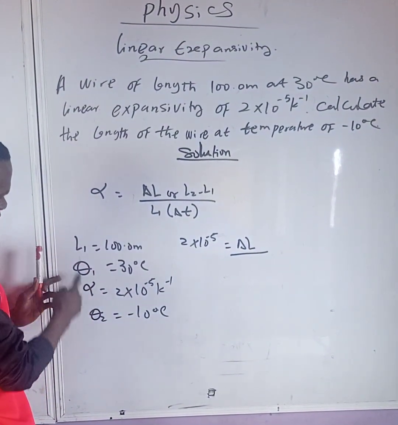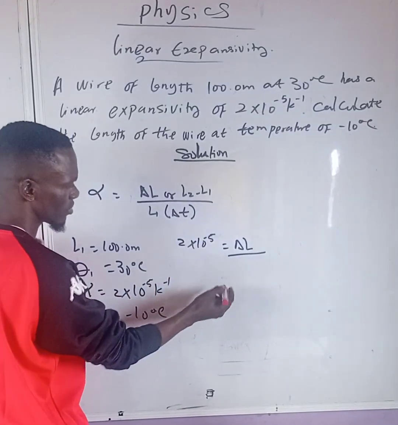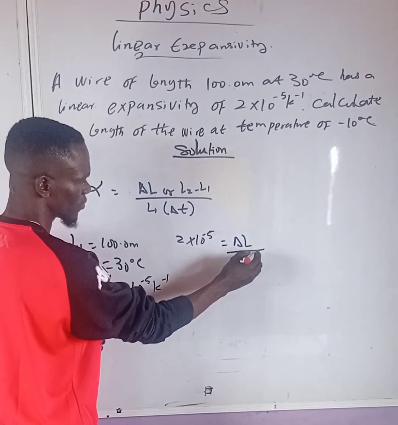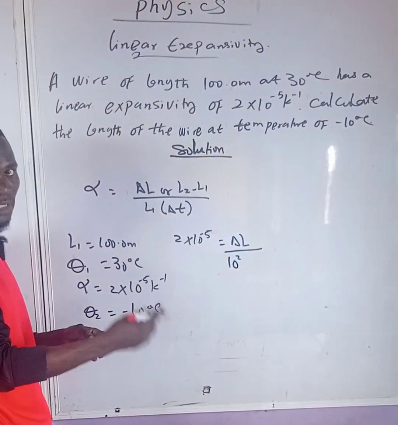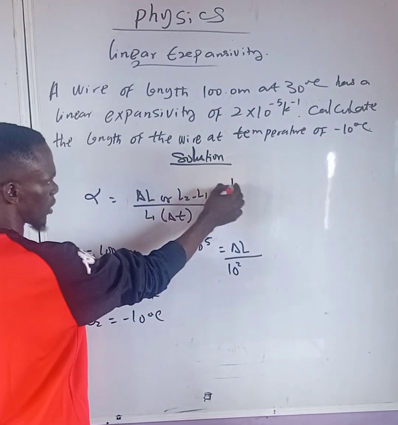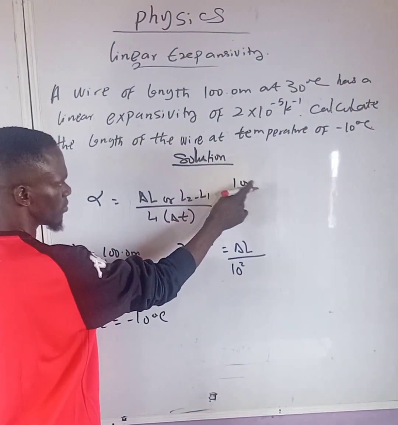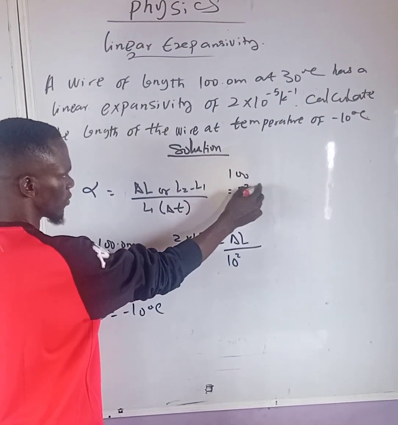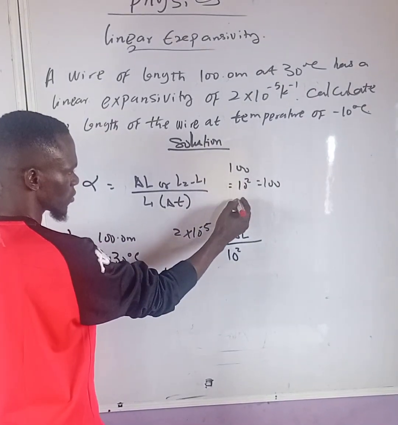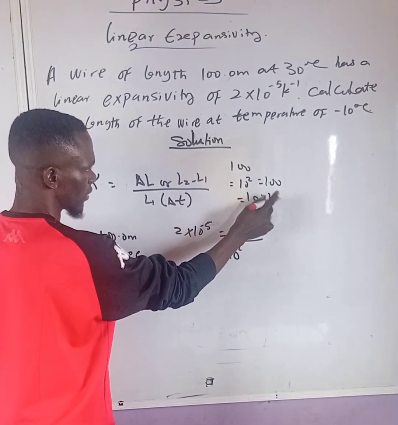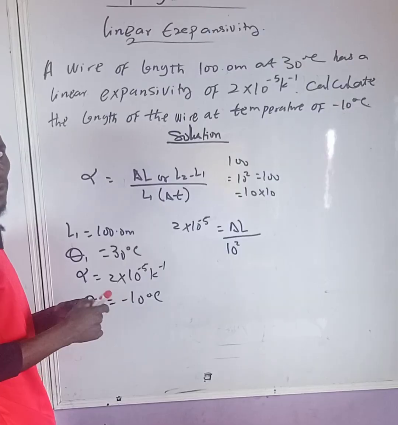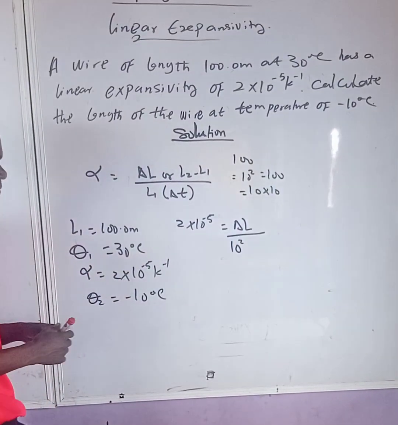We have 100 here. 100 is the same thing as 10 raised to the power of 2. Look at this here, we have 100. How many zeros do you have here? 2 zeros. That will be 10 raised to the power of 2, which will give us 100. 10 raised to the power of 2 simply means 10 times 10, that will give us 100. So if you write 10 raised to the power of 2, or you put only 100 here, you are still correct.